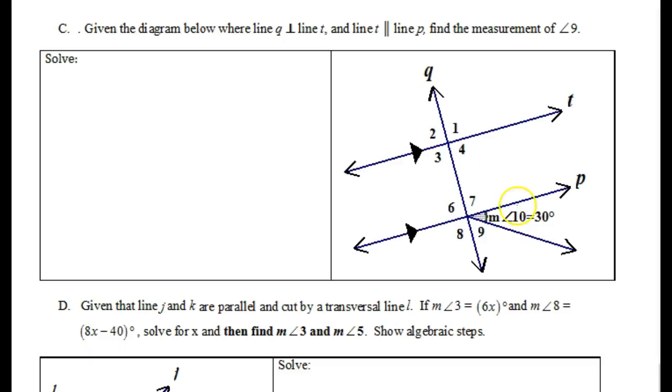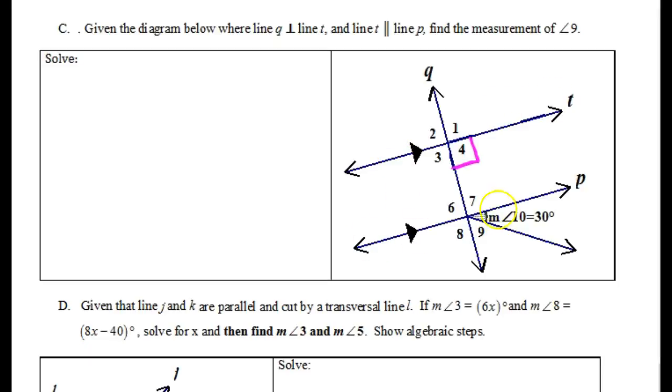Let's take a look at parallel lines and perpendicular lines. So we know that line Q is perpendicular to line T. So here is my right angle. Now don't forget, all of them are right angles. I'm just going to write down that you just need to tick mark one. We also know that line T is parallel to line P. Can we find the measure of angle 9?